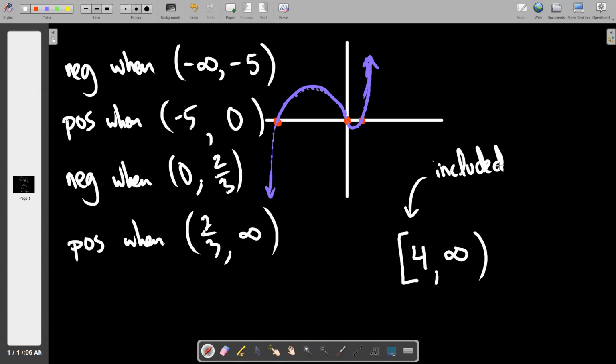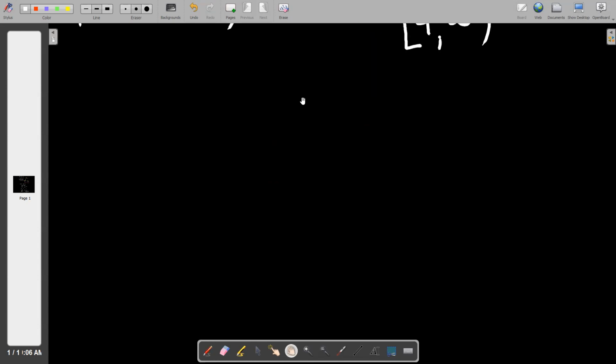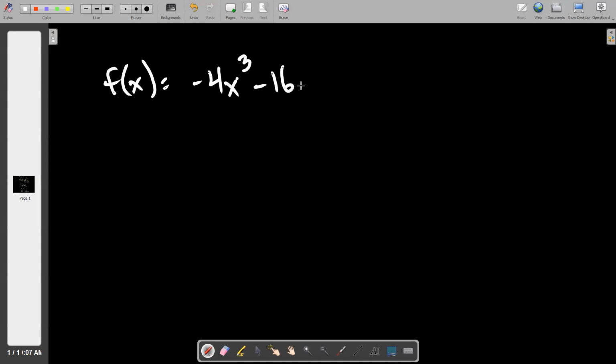So good. Let me see if there's anything I can skip. I think I can skip that one. Let's do this one. I'm going to knock a couple out because I feel like you're probably doing okay. Let's do f of x equals -4x cubed minus 16x squared plus 20x.